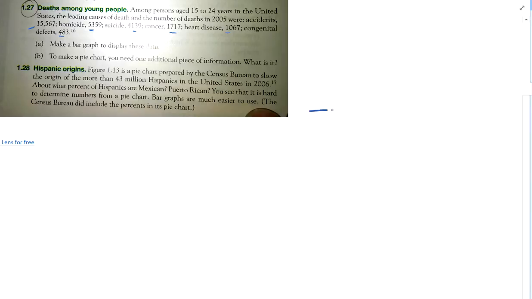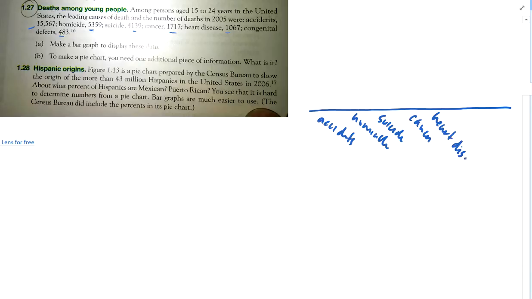So if I do that, I'm going to come over here and I'm going to say we got accidents, homicide, suicide. If I can spell correctly here, sorry about that. Suicide, cancer, heart disease.